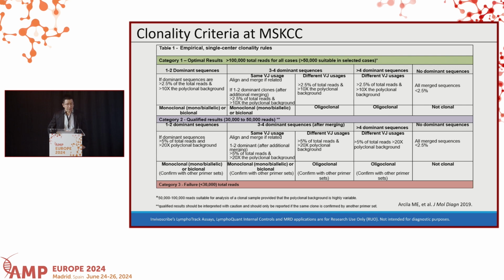To make a clonality call, the dominant sequences have to be greater than 2.5% of the total reads and greater than 10 times the polyclonal background. In the second category, the qualified results are between 30 to 50,000 reads. Here, more stringent criteria are needed to call clonality. The dominant sequence has to be greater than 5% of the total reads and greater than 20 times the polyclonal background. In this category, more primers may need to be tested to confirm the clone.